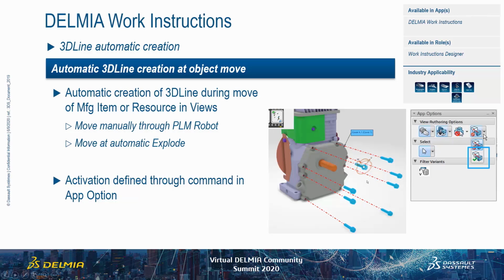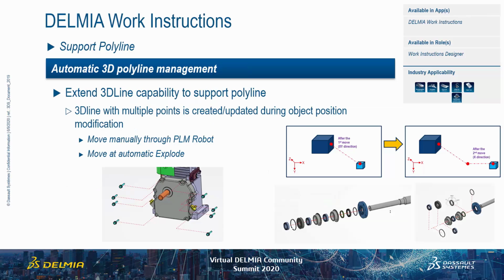And in addition to the basic straight lines, you can also manage what we call polylines, meaning that you move your part in one direction and change to another direction, and it computes these polylines automatically. So this also can be done automatically at explode.